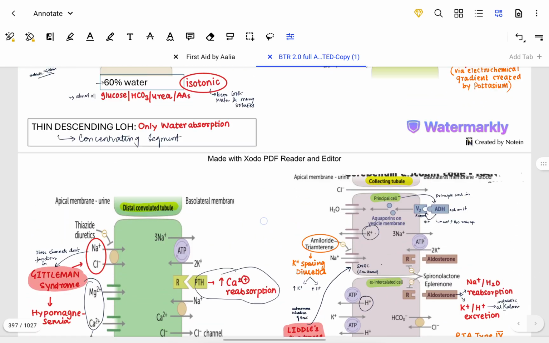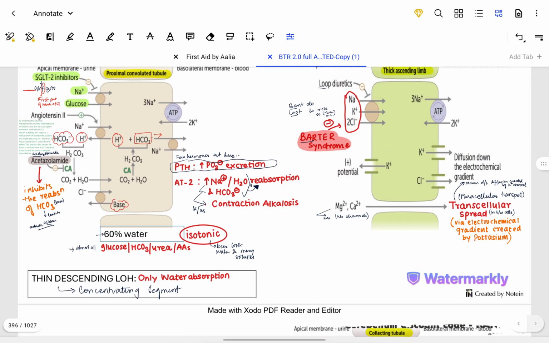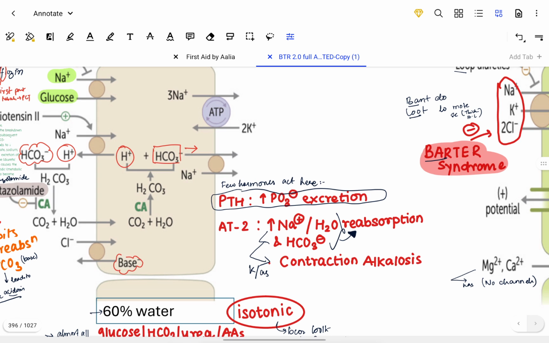Okay, so PPP: parathormone, phosphate, and PCT. P for PCT, P for phosphate, P for parathormone. Now, it increases phosphate excretion over here. I said potassium a lot of times. Excuse me, I meant phosphate. Yeah, I meant phosphate excretion.